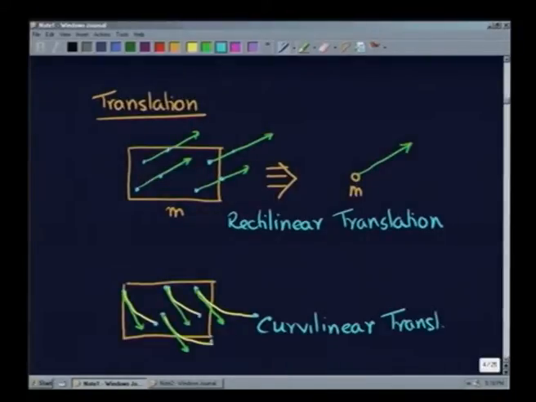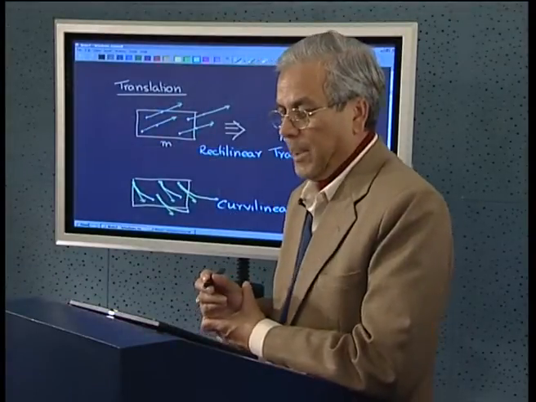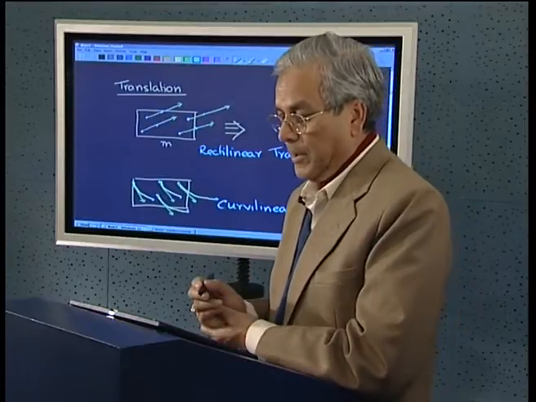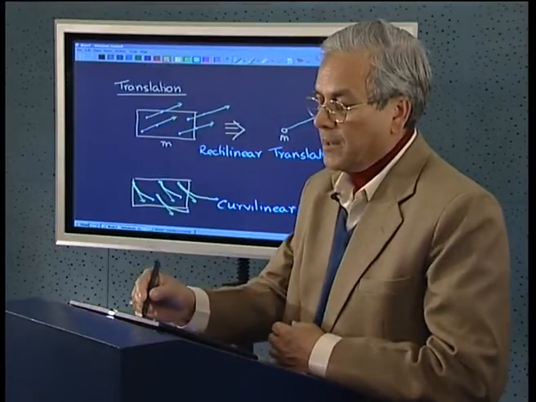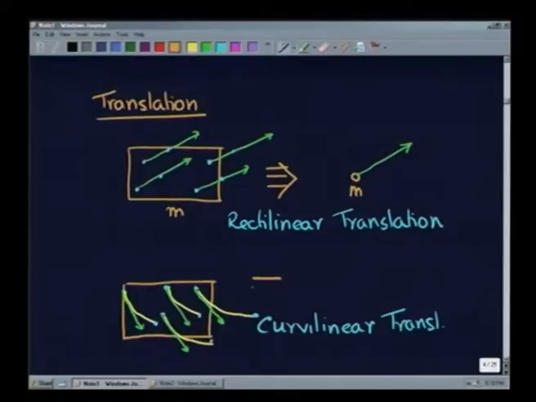The simplest type of motion, that is translation, can be either rectilinear or curvilinear. In both these cases, since at every instant all the particles undergo identical motion, we can treat the whole body as one single particle like this, of the same total mass as this original one.